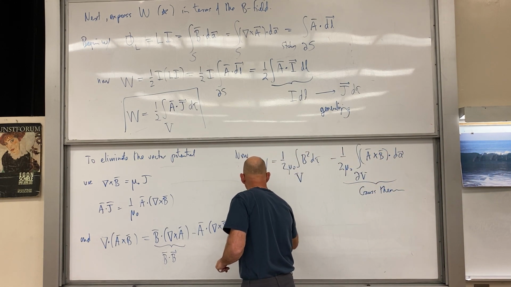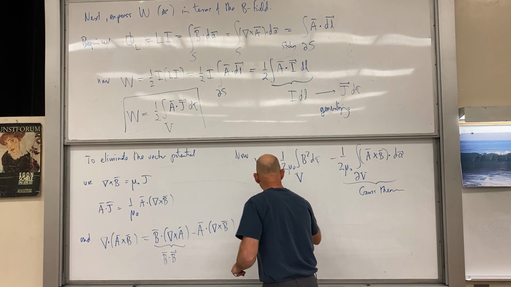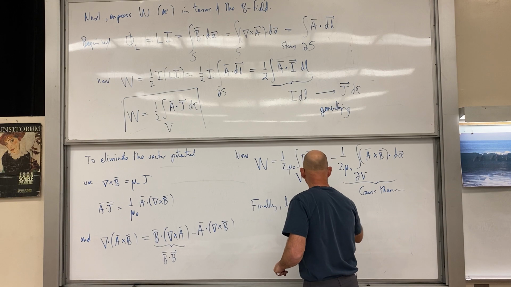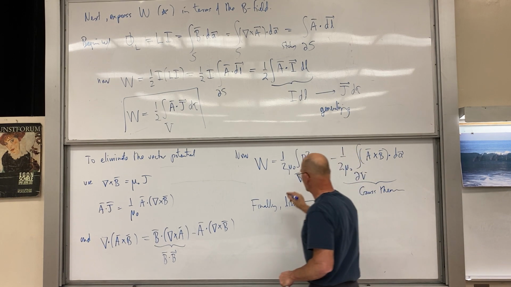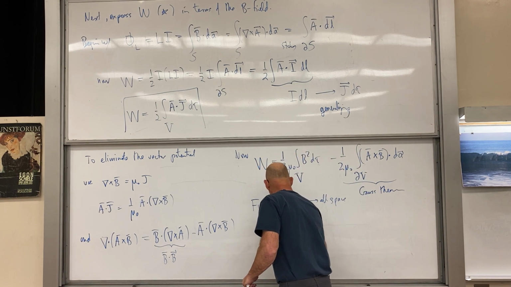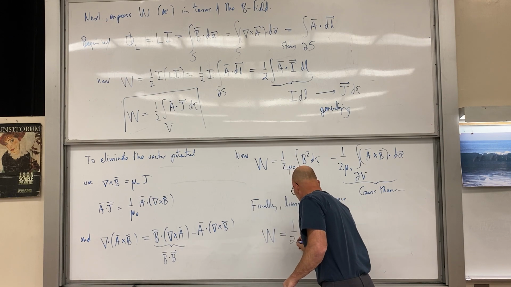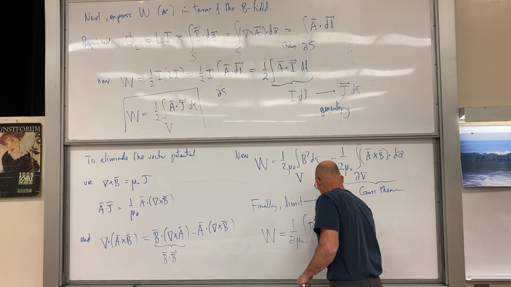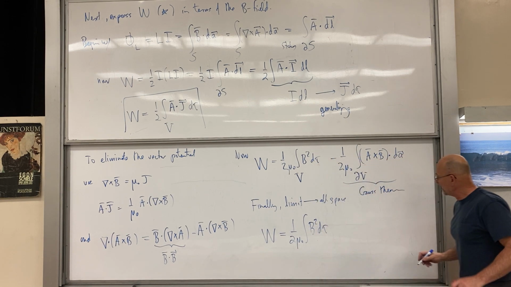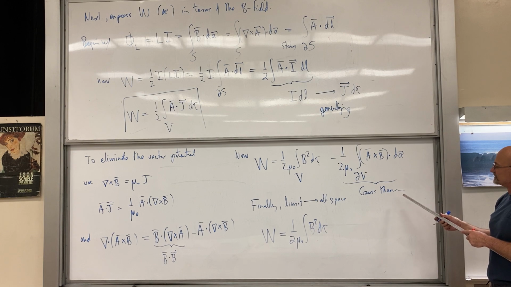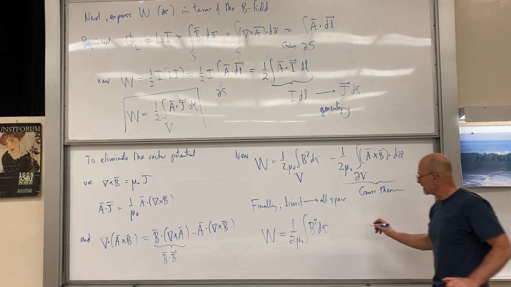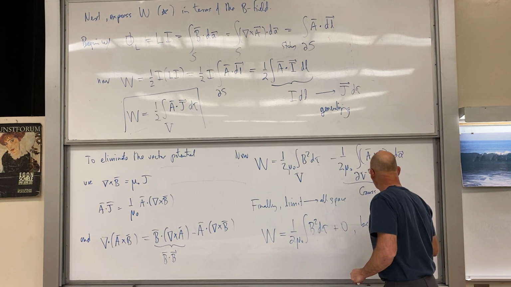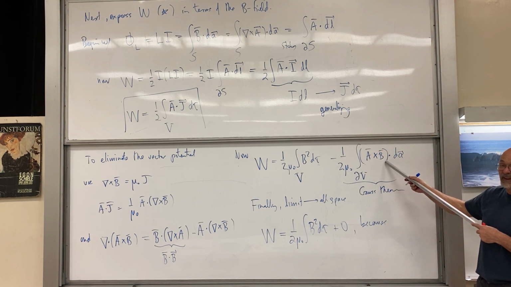So finally, limit all of space, and then we just have 1/2 mu naught B squared dV, volume, and this one is going to vanish. Plus 0, because we could just estimate this integral.